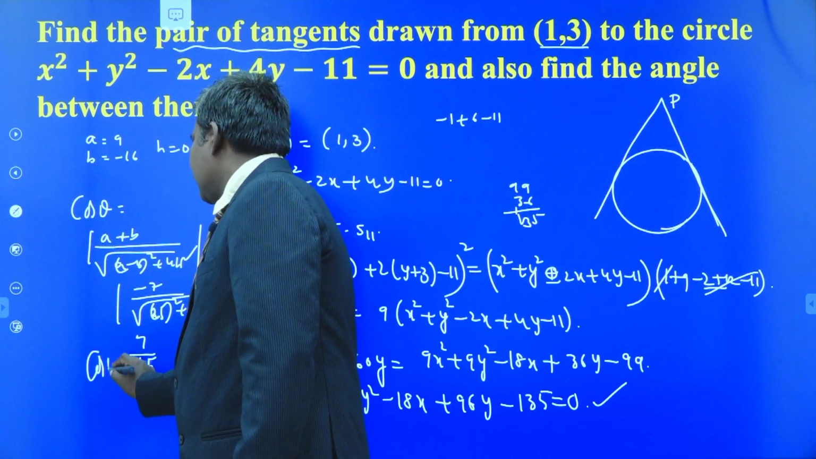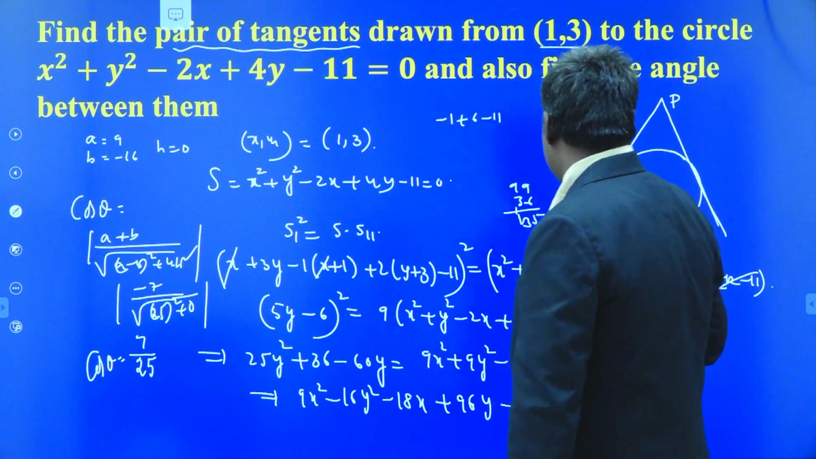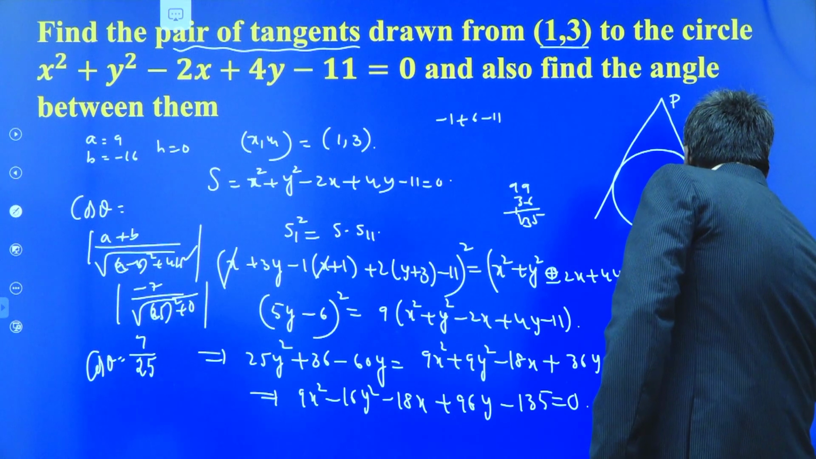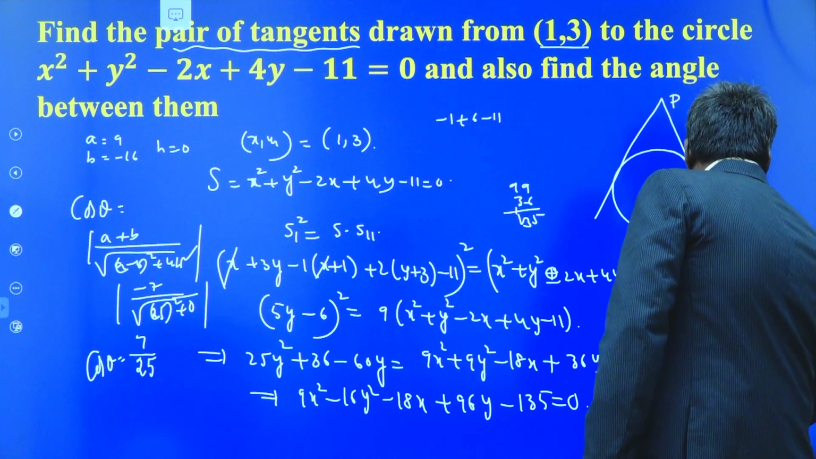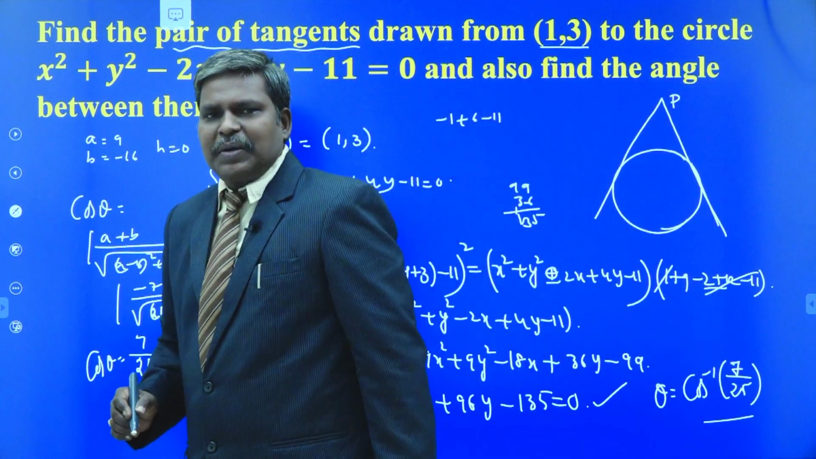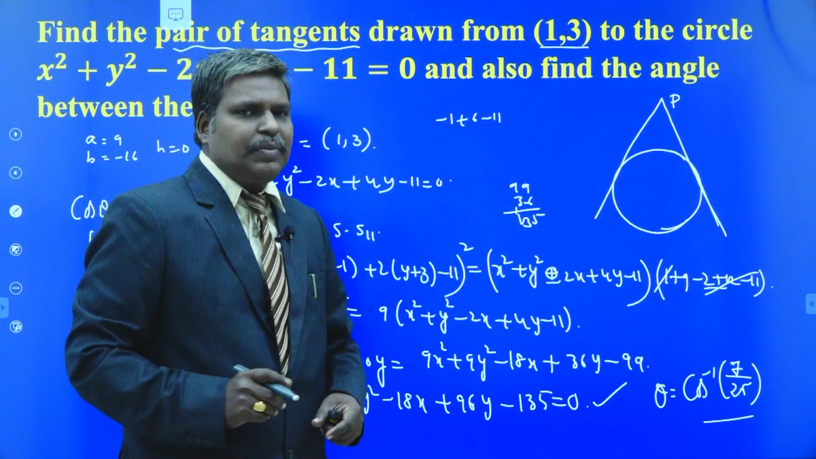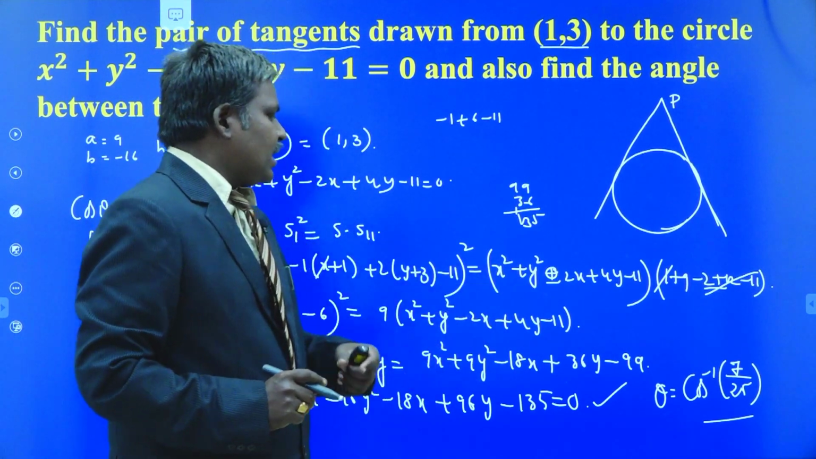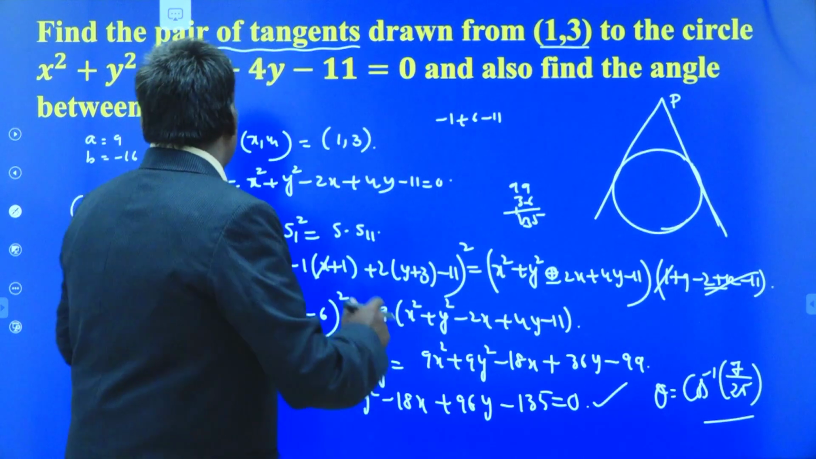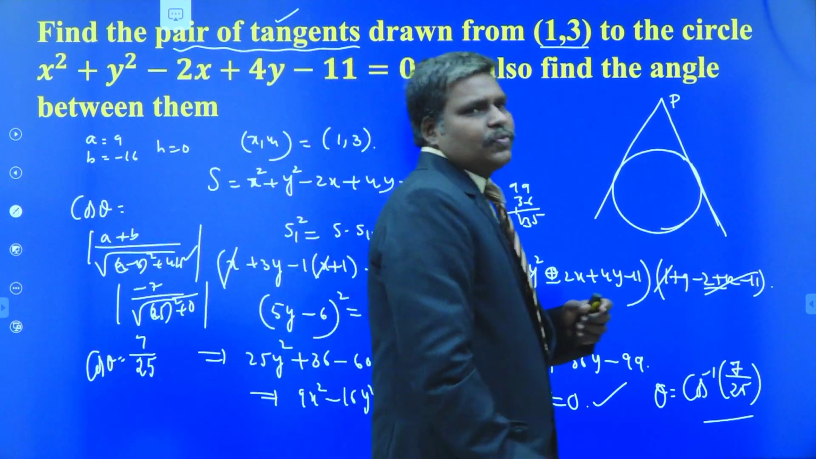Cos theta is what now? 7 by 25. What is theta? Cos inverse 7 by 25. So the angle between the pair of tangents is theta equal to cos inverse of 7 by 25. So directly we obtain the pair of tangents by using S1 square equal to S into S11, and the angle between the tangents is theta equal to cos inverse of 7 by 25 itself. So if they are asking for the pair of tangents itself, you can write S1 square equal to S into S11. Understand?